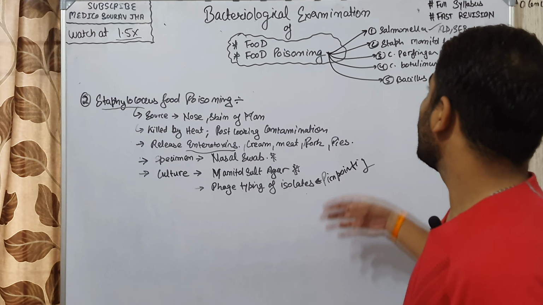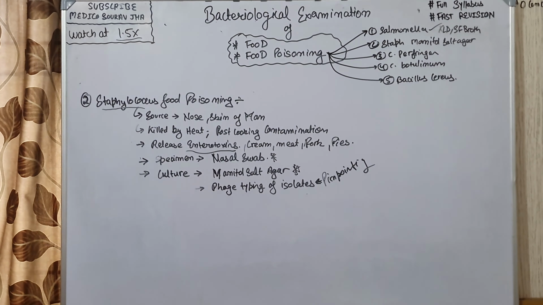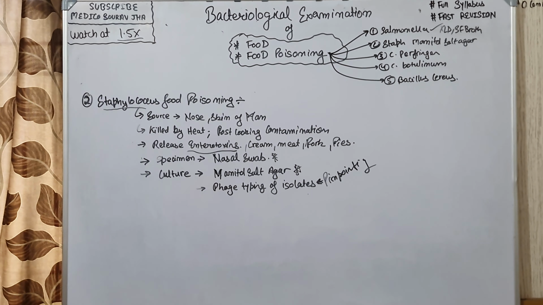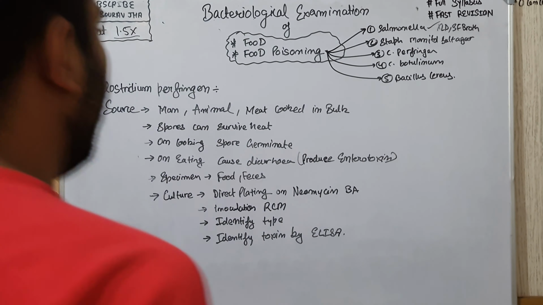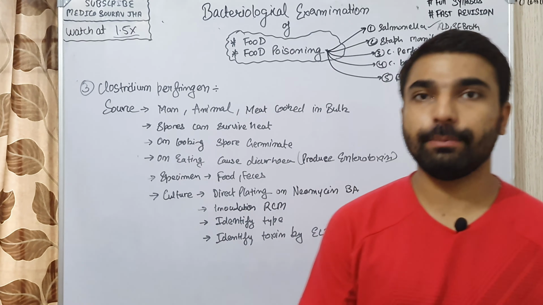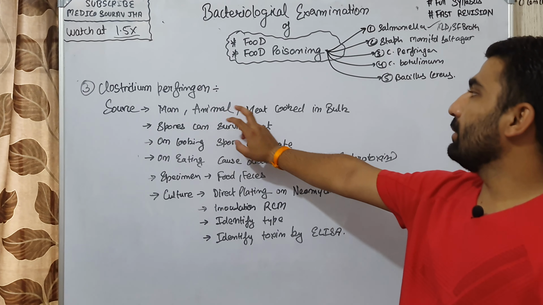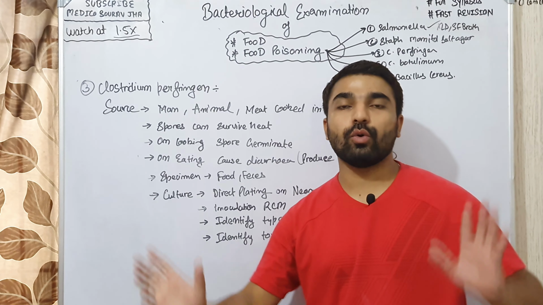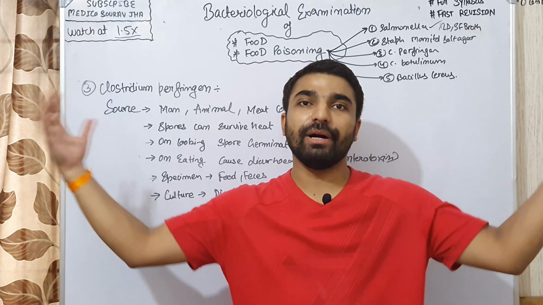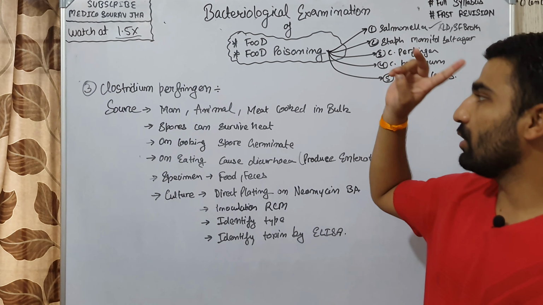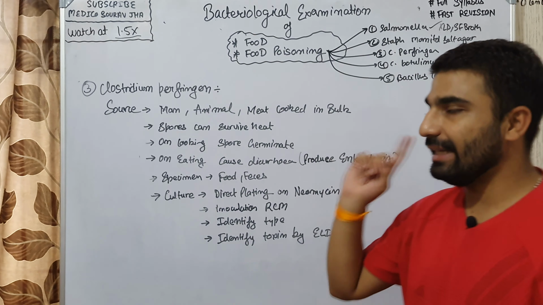Now we will move to Clostridium perfringens. Now we are on the next bacteria, that is Clostridium perfringens. Its source can be animal meat, and meat when cooked in bulk can be the cause of Clostridium perfringens food poisoning. Spores can survive the heat.